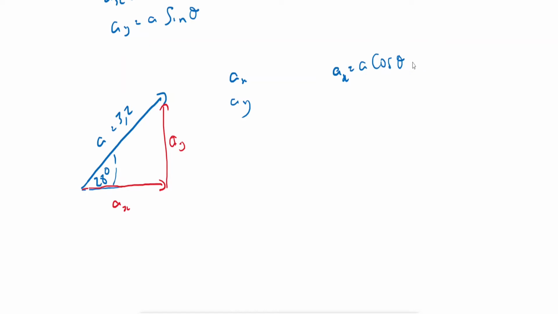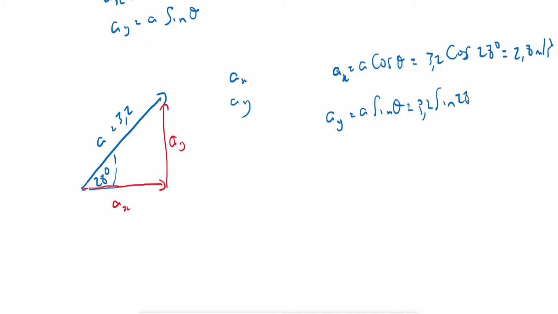That is good and well. So that is 3.2 cos of 28 degrees. And that is basically 2.8 meters per second squared. Then you could also try to find AY. AY is A sine of theta, which is 3.2 sine of 28 degrees. And basically that is 1.5 meters per second squared. Oh, there's the square. I thought I forgot the square. Sometimes I forget the square when I'm writing acceleration. So that's basically it. I mean, this is easy.